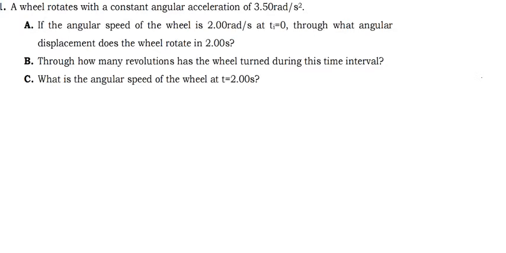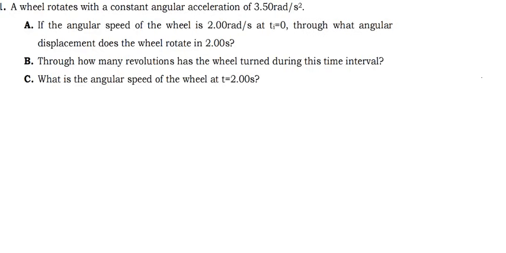Now we can go back to this question. A wheel rotates with a constant angular acceleration of 3.50 rad per second squared. If the angular speed of the wheel is 2.00 rad per second at t equal to 0, through what angular displacement does the wheel rotate in 2 seconds?